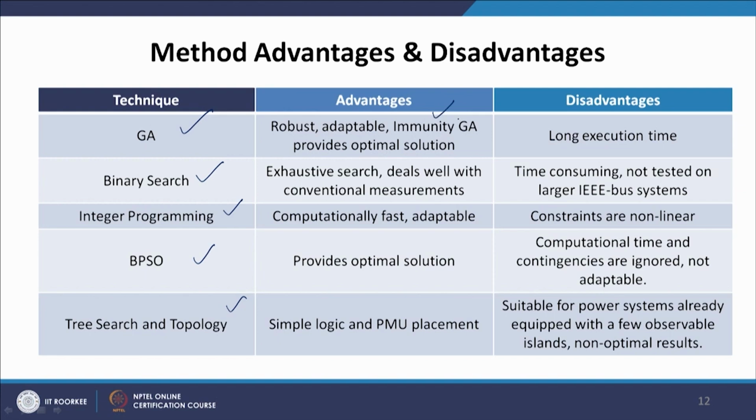GA provides optimal solutions, but it has a long execution time. The binary search mechanism, which is an exhaustive search, deals well with conventional measurements, but it is quite time consuming and not tested for a very large IEEE system. Now, integer programming is computationally fast and adaptable, and the constraints are non-linear.